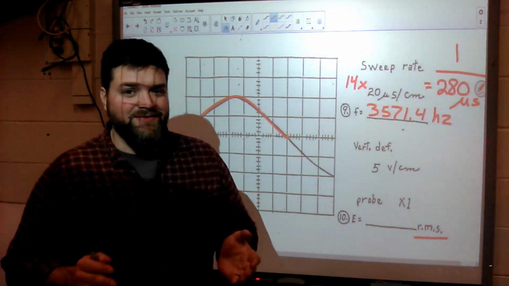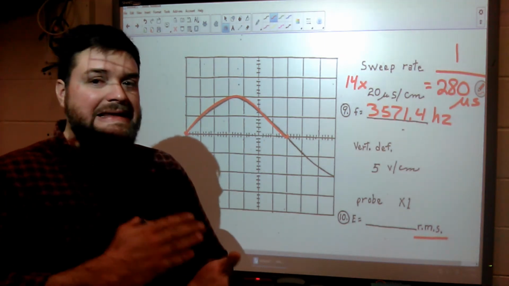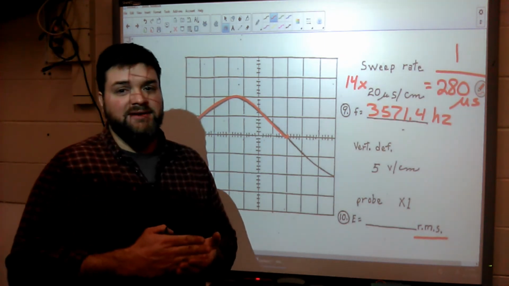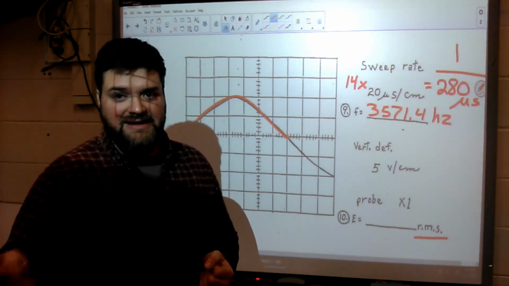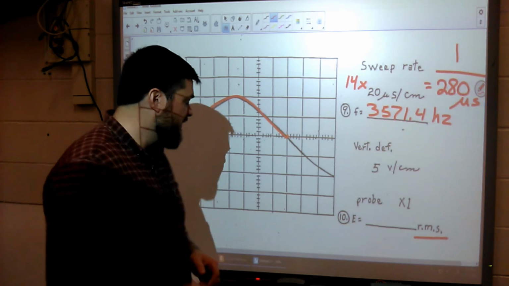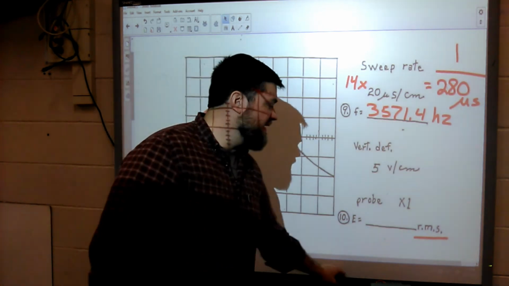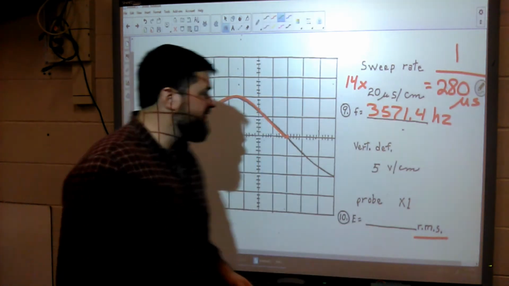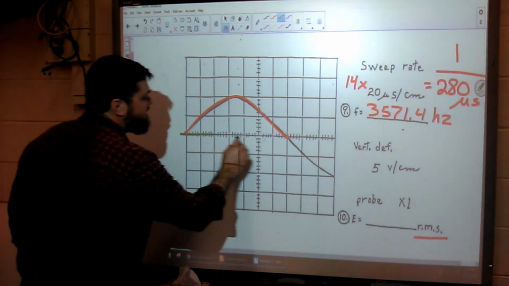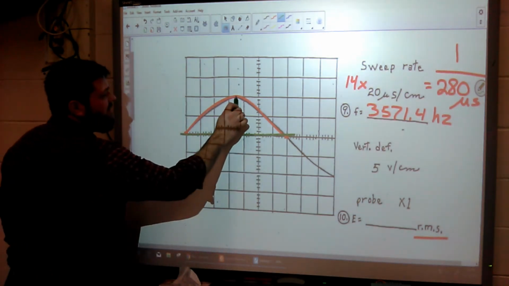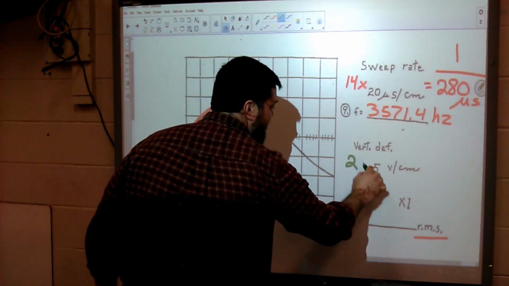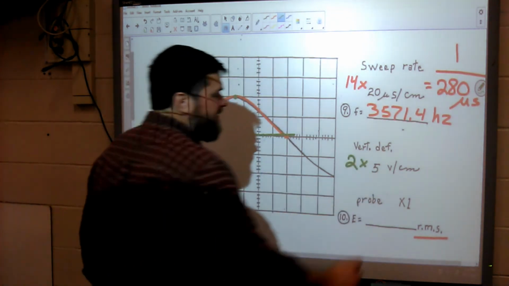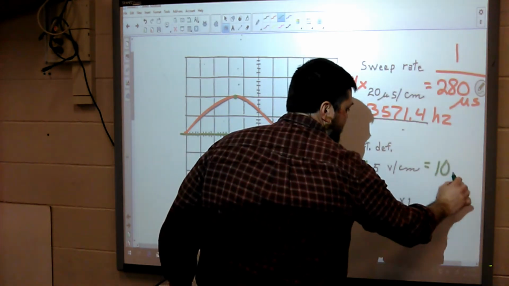So remember the formula to convert that. You need to take your peak, whatever your peak value is, times 0.707 to get the RMS value. Okay, so we got to measure peak in order to figure out this RMS. So again, here's our 0 volt line. We went up 2 squares, right? We're going to do 2 times 5. That's going to give us 10 volts peak.